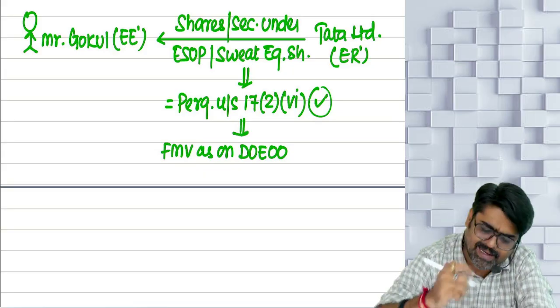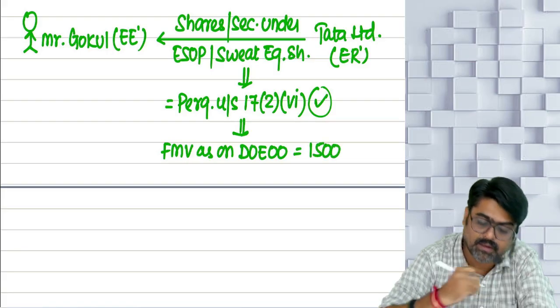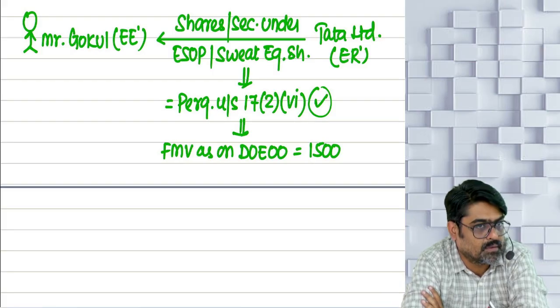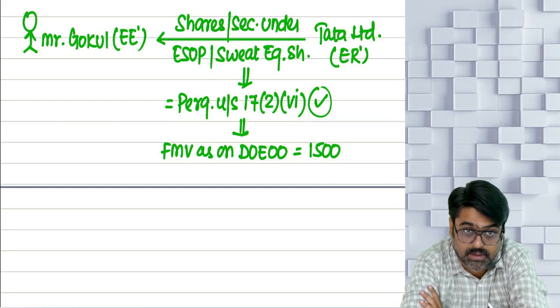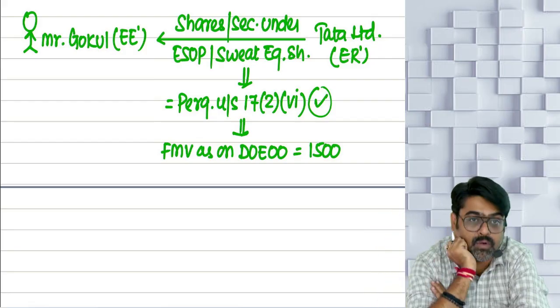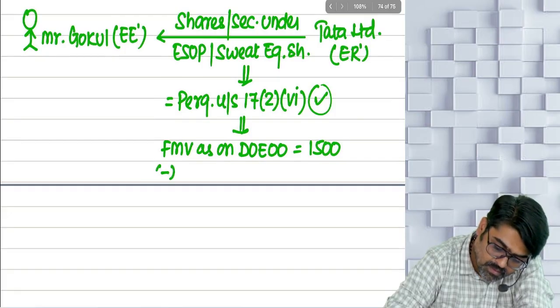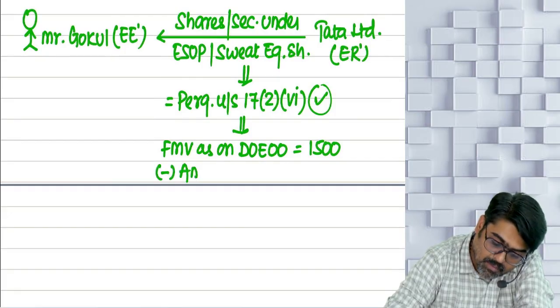Yes or no? Let's take an example. The fair market value was rupees 1500 per share. So that fair market value will be taken to value this perquisite. Yes or no? Minus what? Minus amount recovered by the employer.